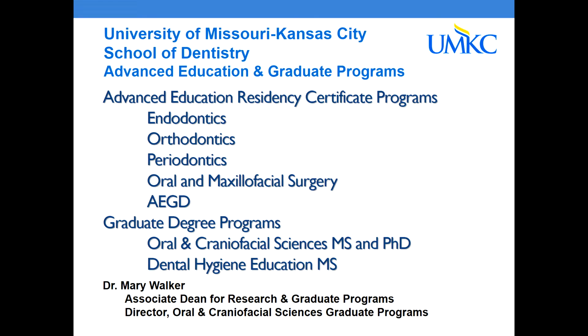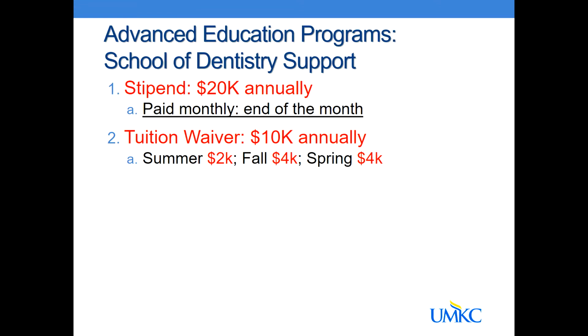As you can see on the lower part of the slide, my role is the Associate Dean, and then I wear another hat as the Director of the OCS program itself, the graduate program. I want to tell you a little bit about how the School of Dentistry will support our residents. One very important one is the stipend, a $20,000 annual stipend, which is basically you receiving a salary. As a resident, you are an employee, and so that's paid monthly, at the end of every month.